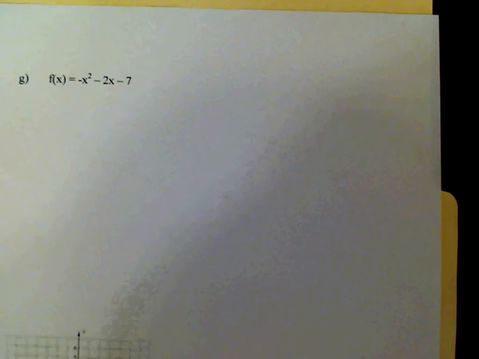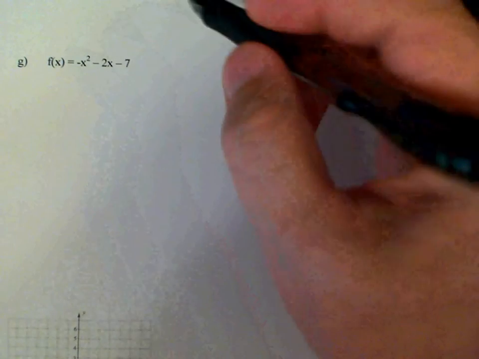Let's do one more. Once again, it's not in the form that we need it to be, where we can just go ahead and identify the h and the k. So what that means is that we're going to use that same formula, that negative b over 2a. Here's the way I like to use it. h equals negative b over 2a.